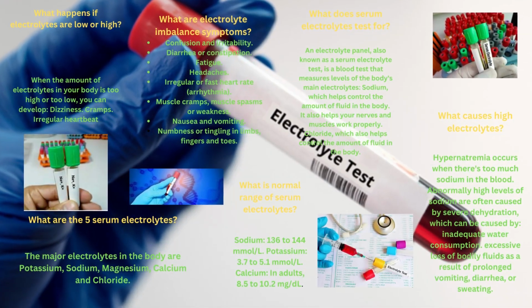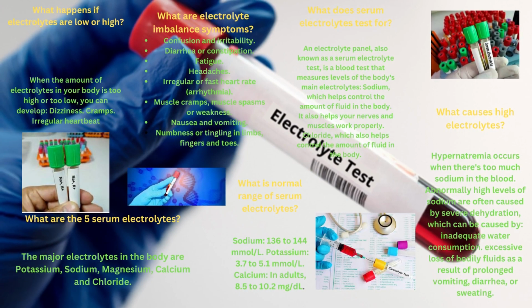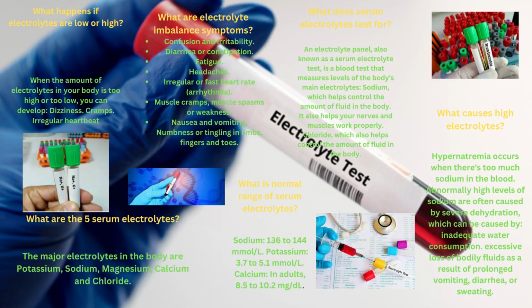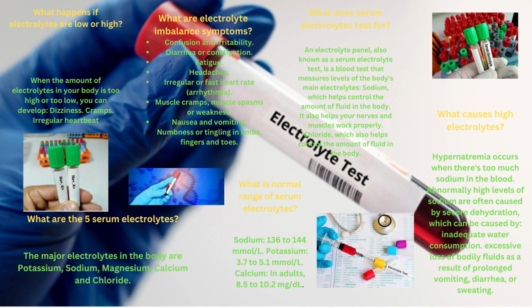Electrolyte test. What are the 5 serum electrolytes? The major electrolytes in the body are potassium, magnesium, calcium, sodium, and chloride. What happens if electrolytes are low or high? When the amount of electrolytes in your body is too high or too low, you can develop dizziness, cramps, irregular heartbeat.